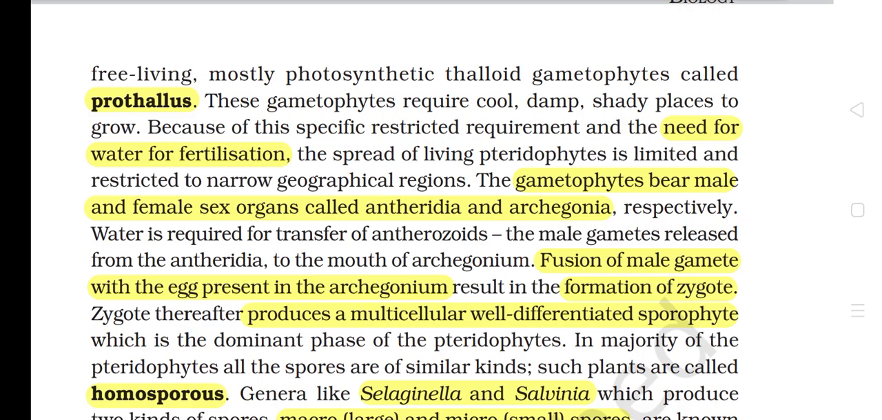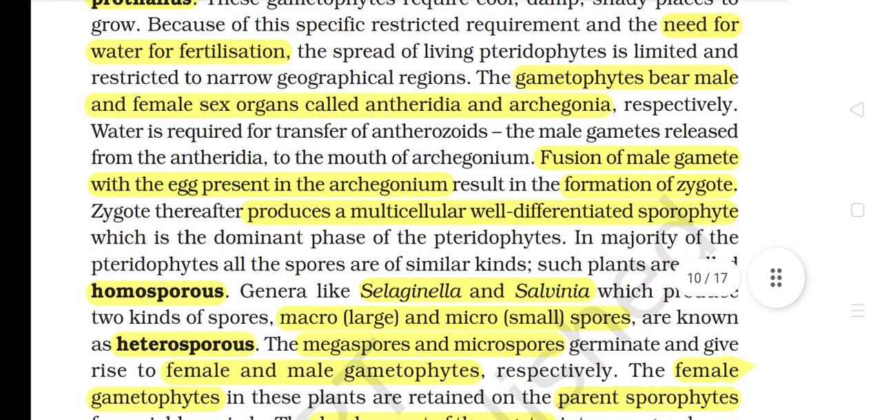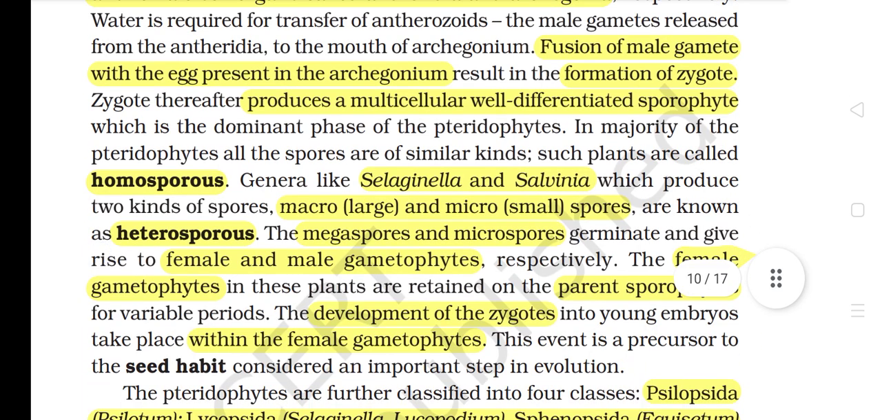The gametophytes bear male and female sex organs called antheridia and archegonia, respectively. Water is required for transfer of antherozoids. The male gametes are released from the antheridia to the mouth of the archegonium. Fusion of the male gamete with the egg present in the archegonium results in the formation of zygote. The zygote thereafter produces a multicellular well-differentiated sporophyte, which is the dominant phase of the pteridophytes.